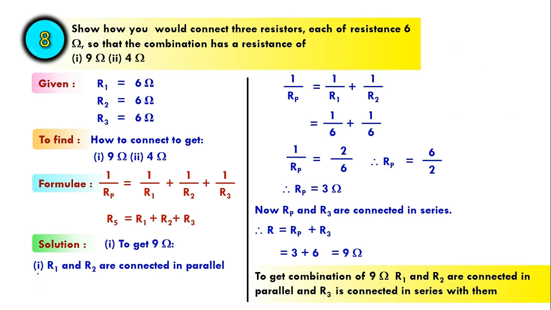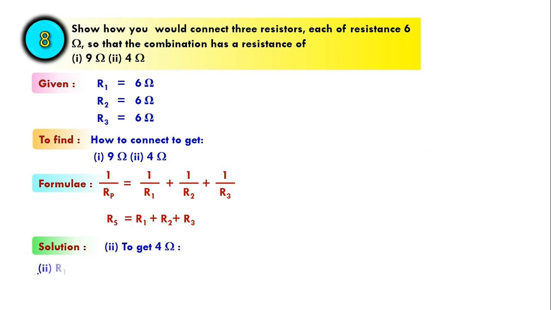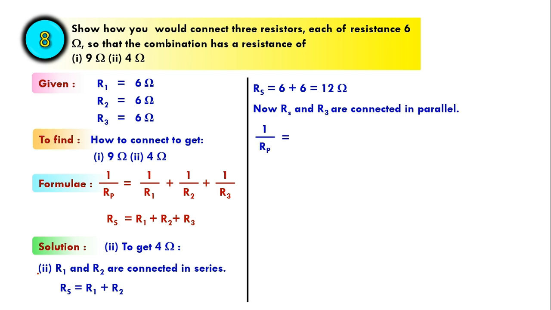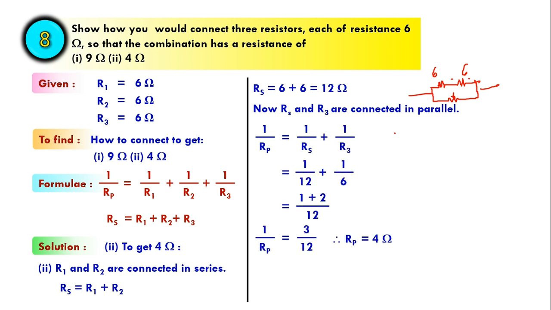For the second bit, to get 4 ohms, R1 and R2 are connected in series. So 6 plus 6 is 12, and R3 has to be connected in parallel. So this time series, series, and it has to be in parallel with this. So like this, 6, 6, 6. 6 plus 6 is 12. So here it is 12, it is 6. So 1 by 6 plus 1 by 12. Okay, so that equals 3 by 12, that equals 4 ohms.